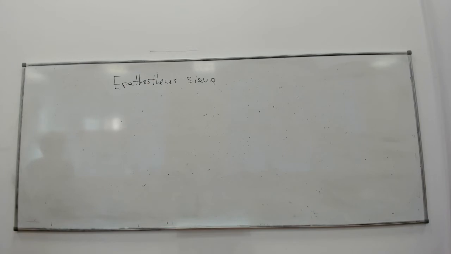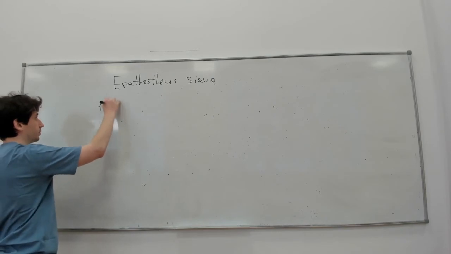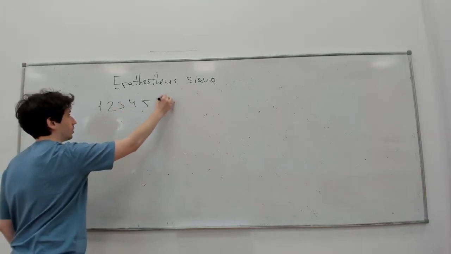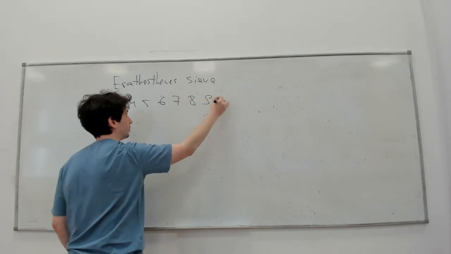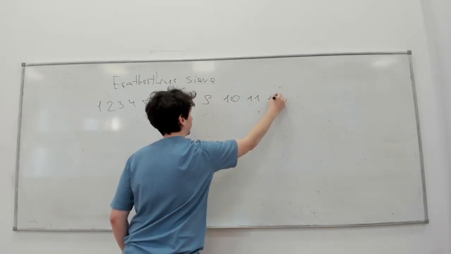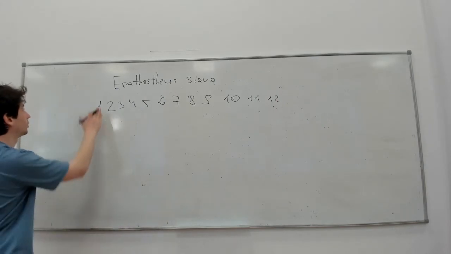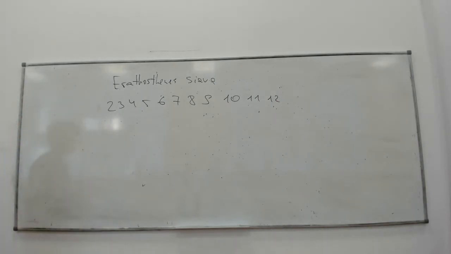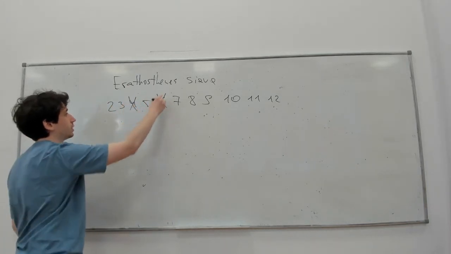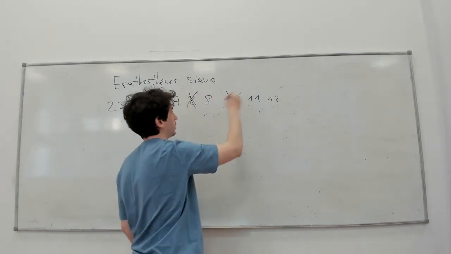This can help you to find a lot of prime numbers at the same time. And how it looks like in real life. So we take the smallest prime number, which is 2, and then try to strike out all the elements that are divisible by 2. So we strike out 4, 6, 8, 10, 12.